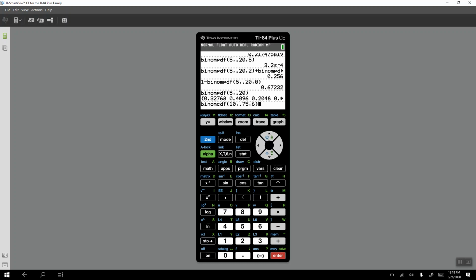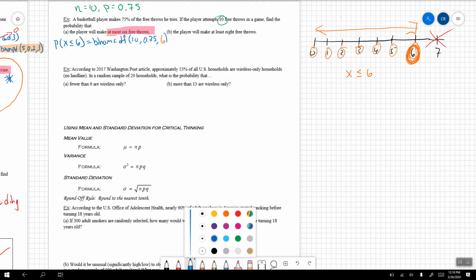Cumulative binomial is always starting at the number to the left. And then we press enter. We get the probability of 0.224124, so on and so forth. So that probability here is approximately 0.224.